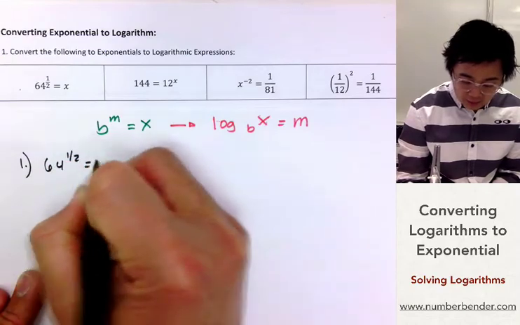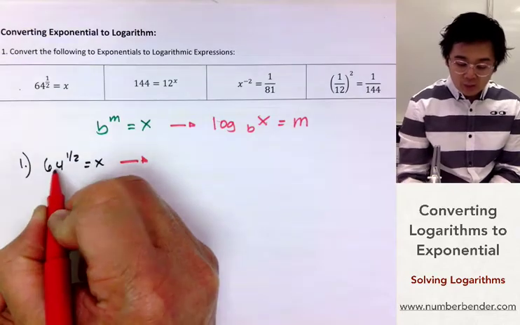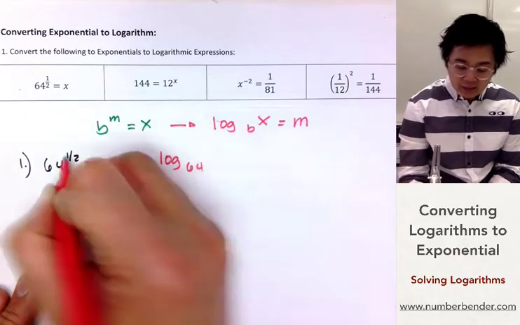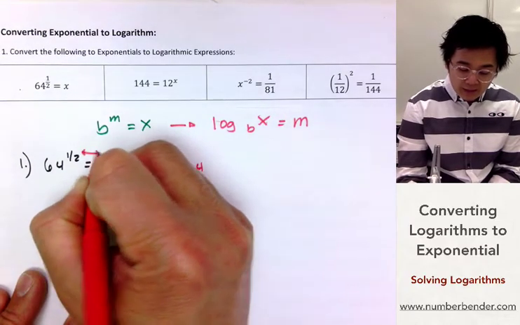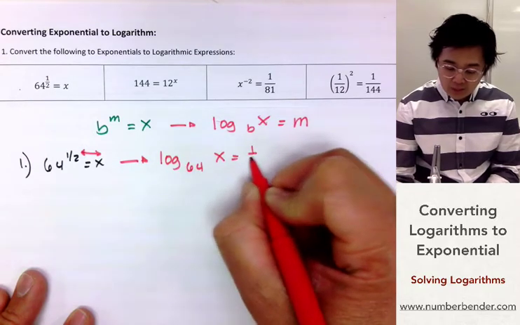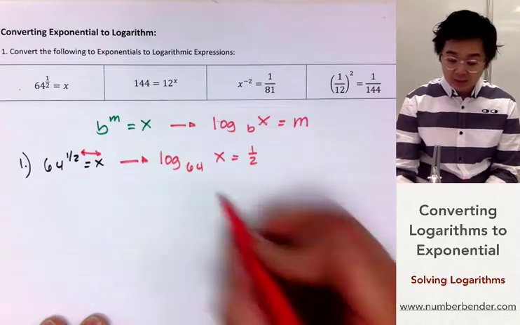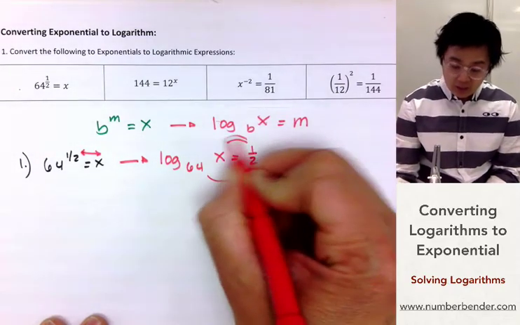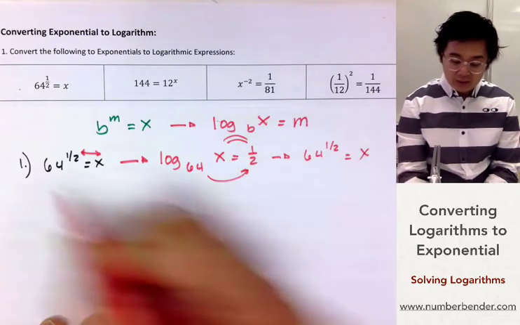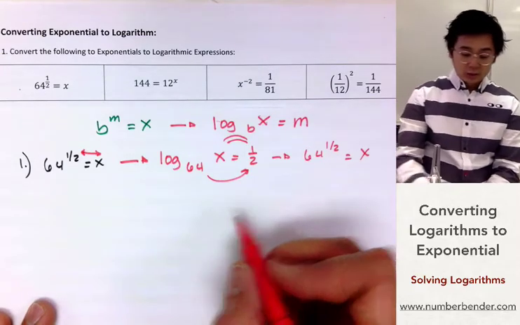So for number 1, if I have 64 raised to 1/2 equal to x and I'm going to change it into logarithm, 64 will become smaller because it will turn into the base, and then I'll switch 1/2 and x. So I'll have x here equal to 1/2. This is how I can complete my conversion. And I know I did it correctly because if I do my visual again, 64 raised to 1/2 is equal to x. It's the same as my exponential function from the given problem.